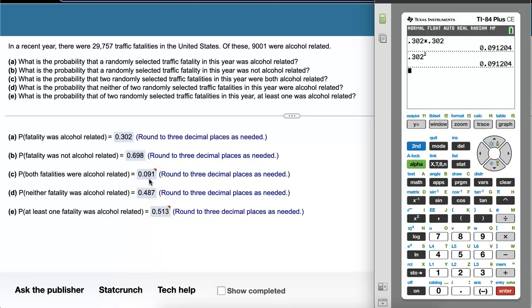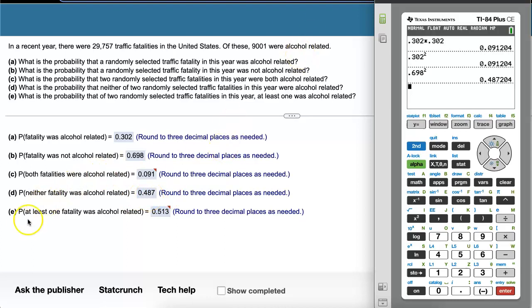In part D, you were asked the probability that neither fatality was alcohol related. And notice that's the same thing as the probability of no alcohol times the probability of no alcohol. In other words, this number, 0.698, times itself gives you this probability, because you're looking at 2 independent events.